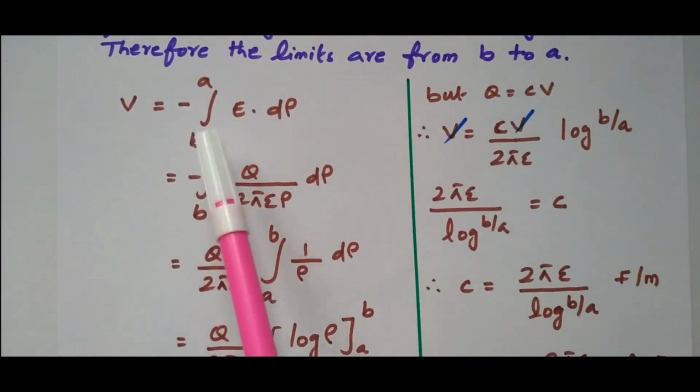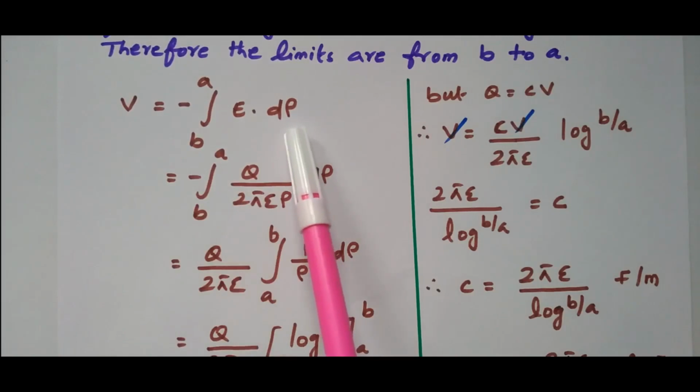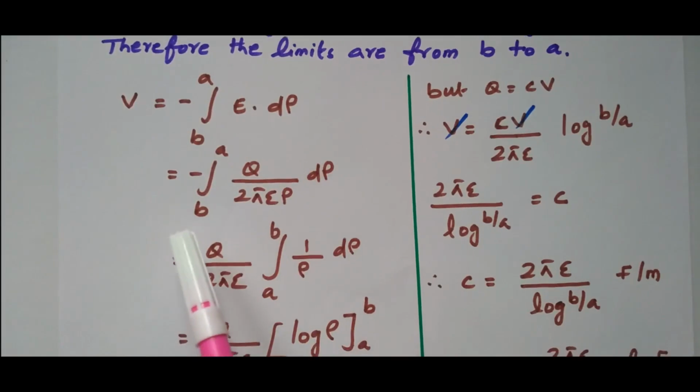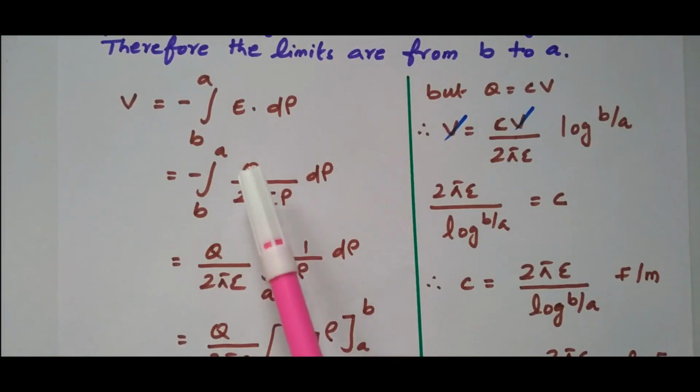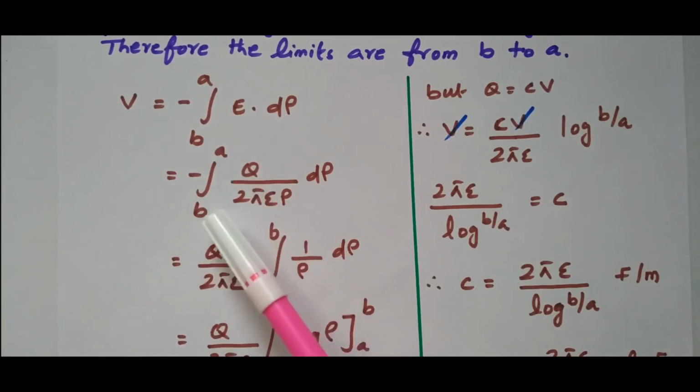V equals minus integral E dot d rho. We consider rho meter radius, so it is d rho, right? So that is equal to minus integral B to A, with E replaced as Q divided by 2 pi epsilon into rho, into d rho. In this, Q divided by 2 pi epsilon is constant. Only rho has the integral. Now the negative sign is removed by interchanging the limits. B to A is now given as A to B, so that we can remove this negative sign.